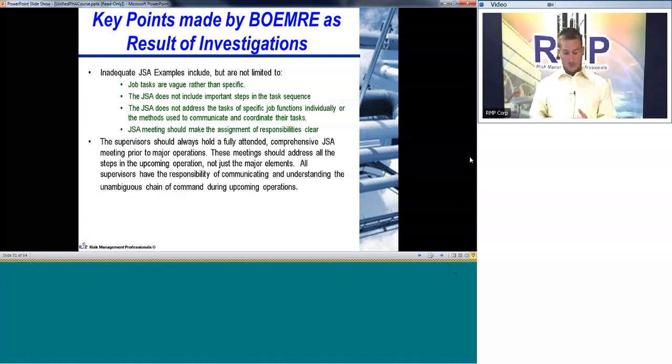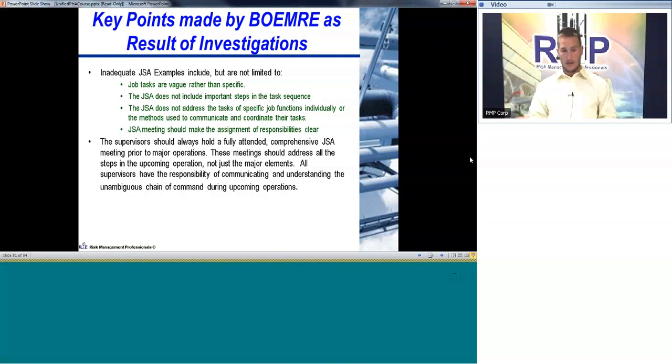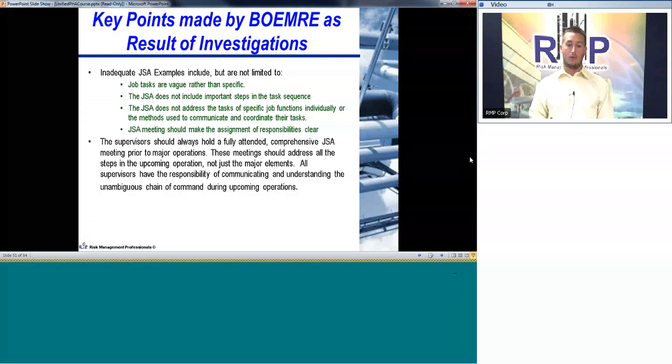Okay, this is a specific quote actually taken out from Bomer from the incident investigation again. The supervisor should always hold a fully attended comprehensive JSA meeting prior to major operations. These meetings should address all the steps in the upcoming operation, not just the major elements. All supervisors have the responsibility of communicating and understanding the unambiguous chain of command during upcoming operations.